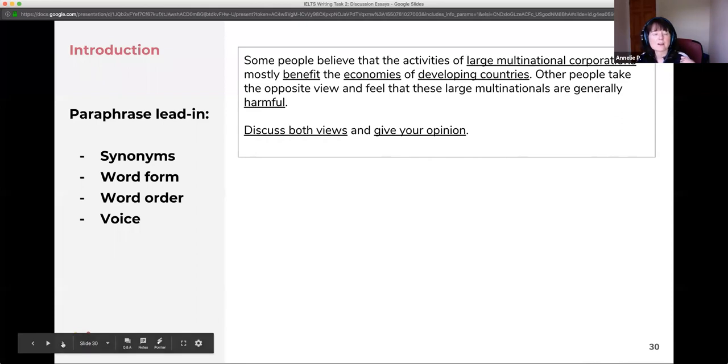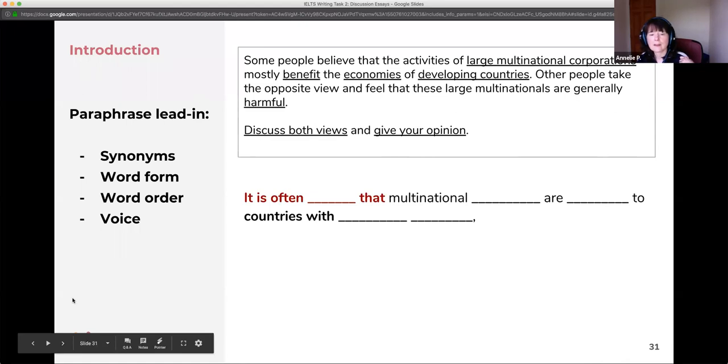So let's look more exactly at this. So we're going to start off with a general statement. So let's look at the missing word. Okay, very good, Nicola. It is often argued that.